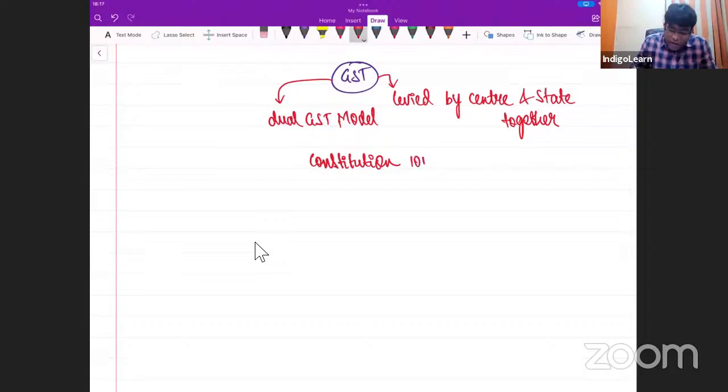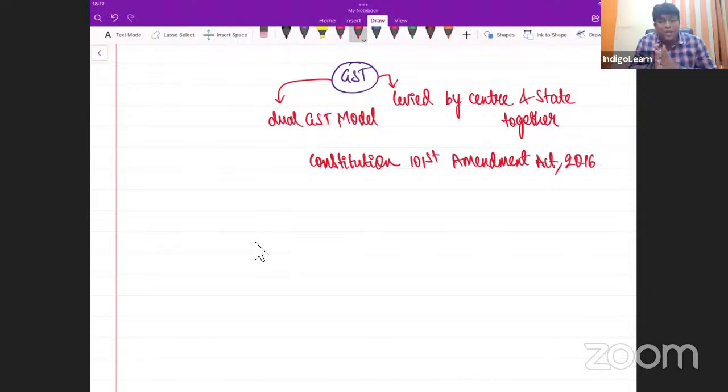Constitution 101st Amendment Act 2016. What is that they brought? Constitution 101st Amendment Act 2016. This has been brought in order to ensure that they bring GST into India. And the reason for that is dual GST model, which was never existing in India before.